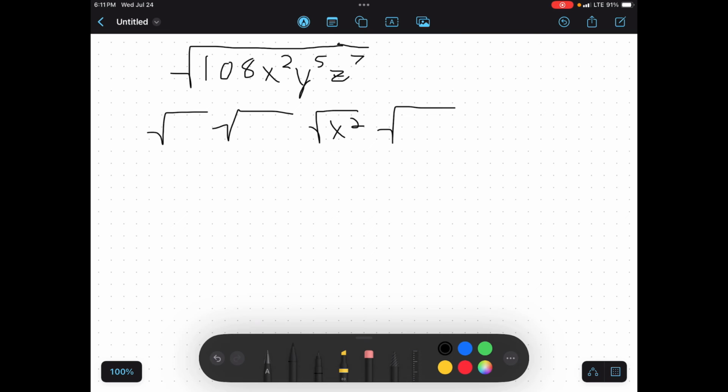y to the 5th, I'm going to want to rewrite as y to the 4th times y. Of course, each one underneath its radical. And with the z to the 7th, I'm going to write that as the square root of z to the 6th times the square root of z. So I've dealt with my letters, my variables. X squared, that's an even exponent. It only requires a radical over that expression as you see it. Times y to the 5th, that had to be broken down into y to the 4th and just y. Z to the 7th had to be broken down into z to the 6th and just z.